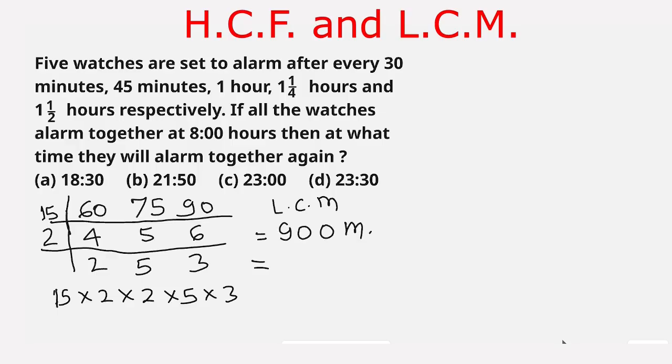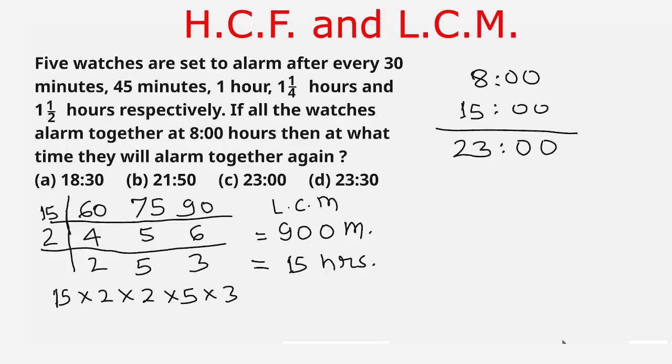We convert 900 minutes into hours. On dividing it by 60, we get 15 hours. Our initial time was 8 hours. Now we add 15 hours to it. 8 plus 15 is 23 hours. It means that all the 5 watches will alarm together at 23 hours. And from the given options, our answer is option C, 23 hours. I hope you have understood the method of solving such type of questions. We go to the next question.